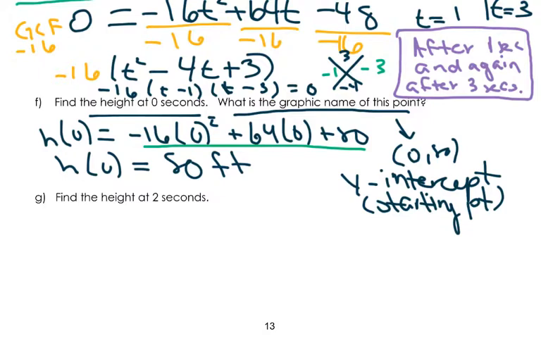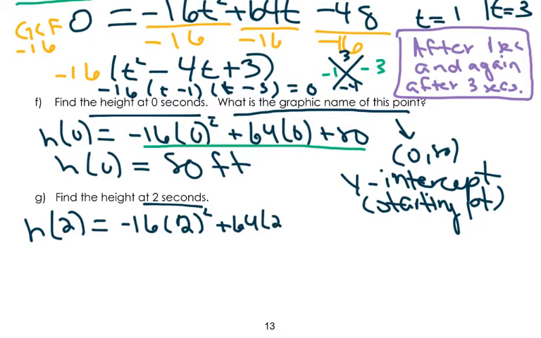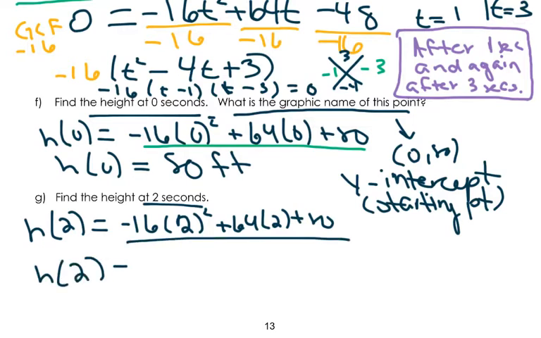All right. G, find the height at 2 seconds. Again, they're giving us the t, the time. So h of 2 equals negative 16 times 2 squared plus 64 times 2 plus 80. Again, enter this whole thing into your calculator, and you have h of 2 equals 144, and the units here are feet.